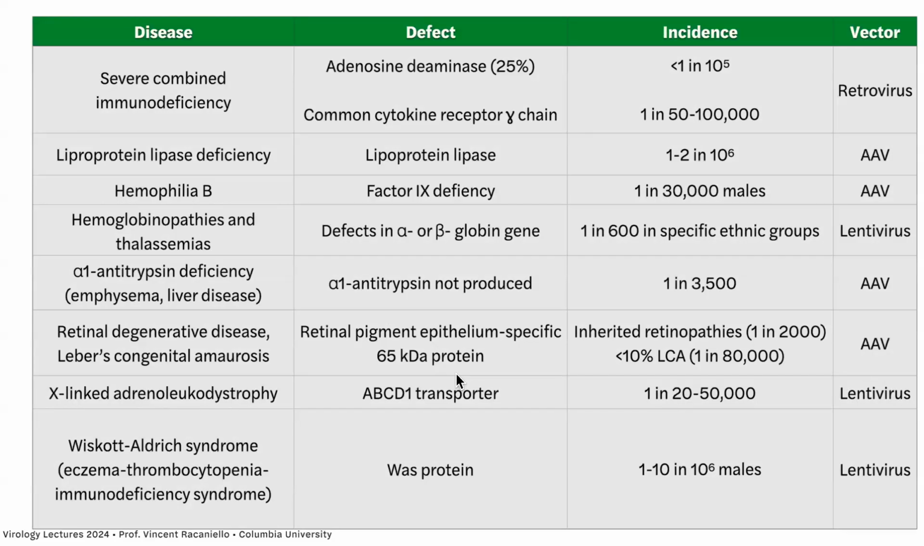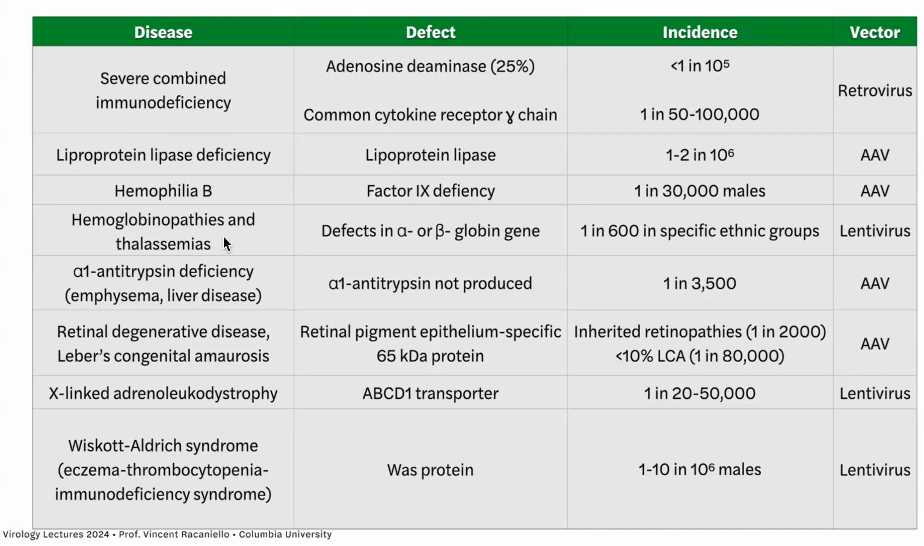There are a lot of these, and I just want to give you a sense for a few of them here. Here's the disease, the defect, the incidence, and vectors that are being explored to treat them. So, for example, SCID, severe combined immunodeficiency, where people don't have T or B or NK cells. And there are two different kinds of defects, either an ADA gene or a common cytokine receptor gamma chain. And those can be corrected by putting the gene in a retrovirus vector. And those are actually licensed, as I'll tell you in a moment.